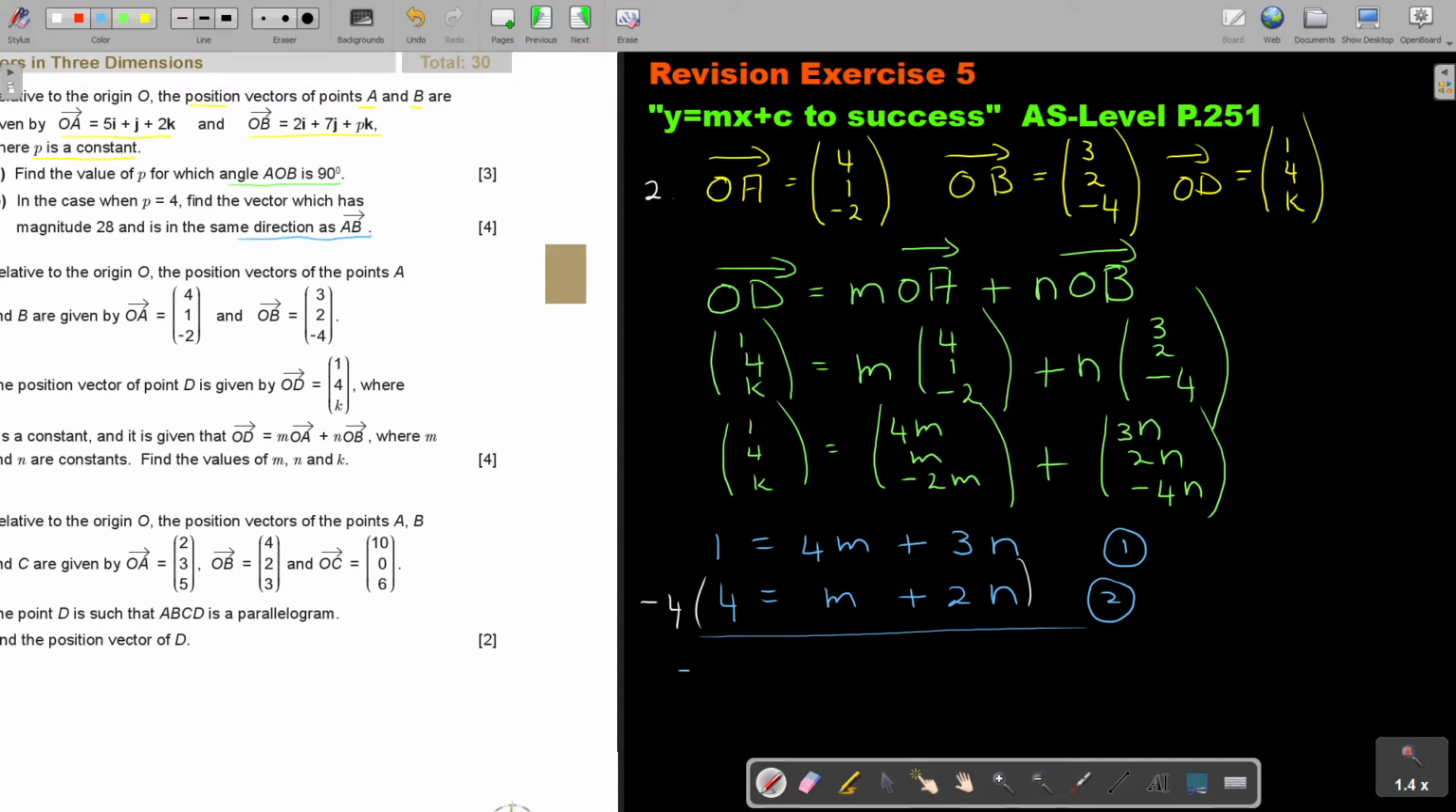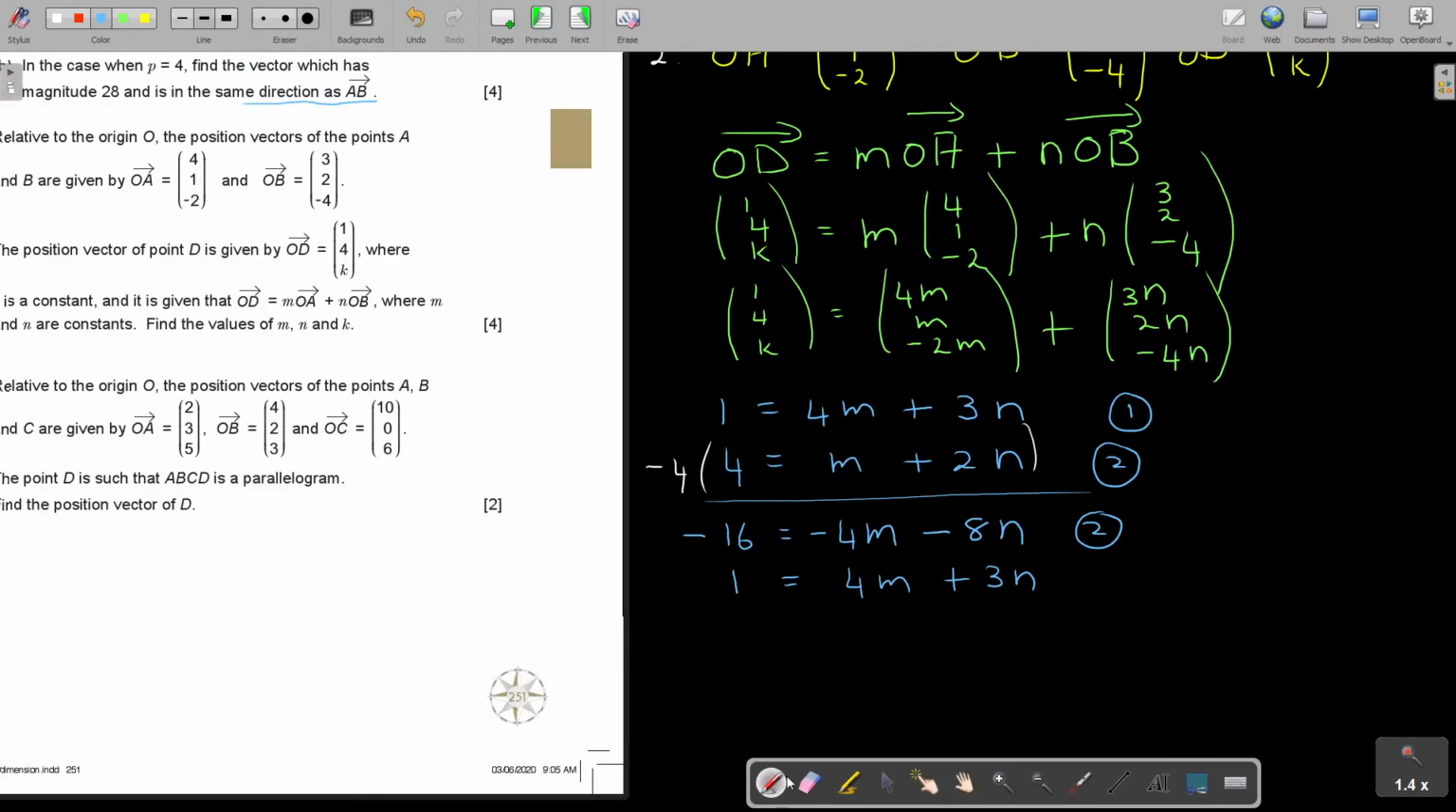I'm going to get negative 16 equals negative 4m minus 8n. That's still equation 2. And then 1 is equal to 4m plus 3n. Okay. That's 1. And then this is cancelling. So it's negative 15 is equal to negative 5n. I divide by negative 5, I divide by negative 5, so therefore the value of n will be equal to 3.